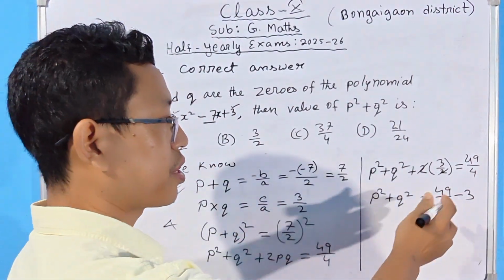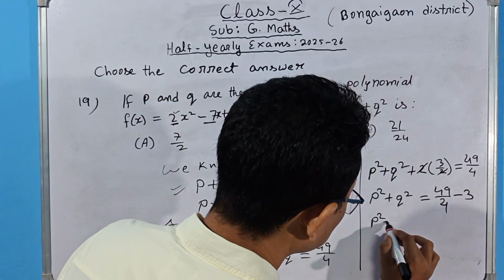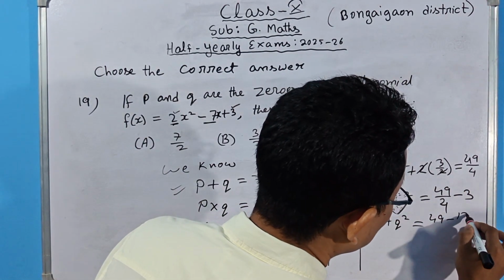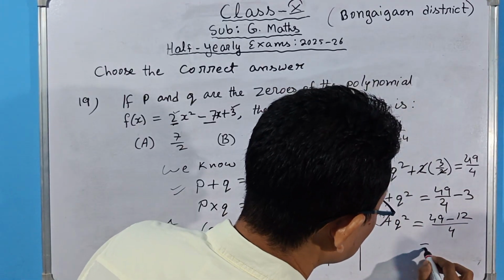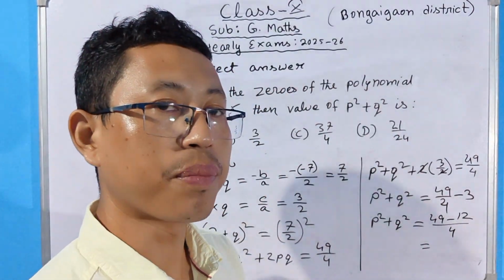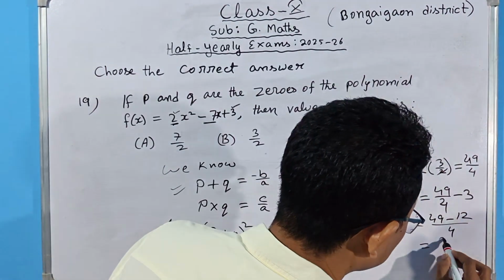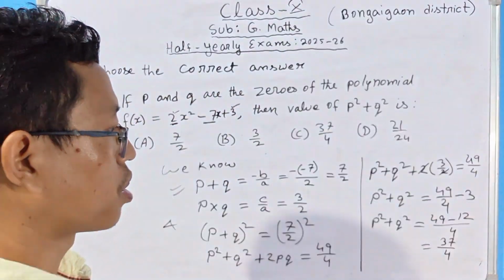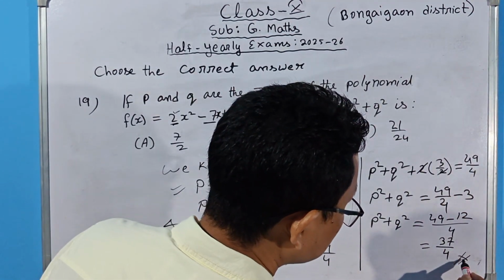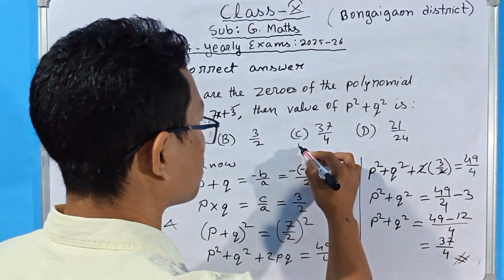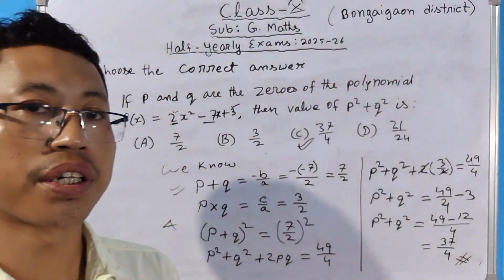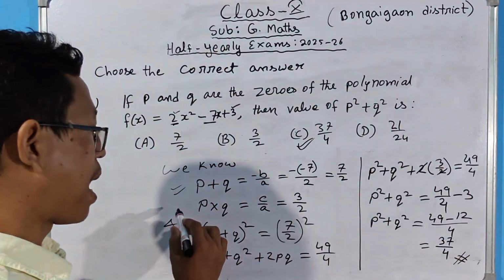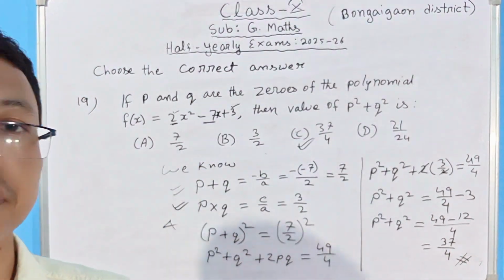So now we do the LCM on the right. 4 3s are 12, so 49 minus 12, we got 37 by 4. So which is the correct option? Our correct answer is 37 by 4. So our correct option is option C. Clear? It is very simple. Only you must know the sum and the product rule. Clear?